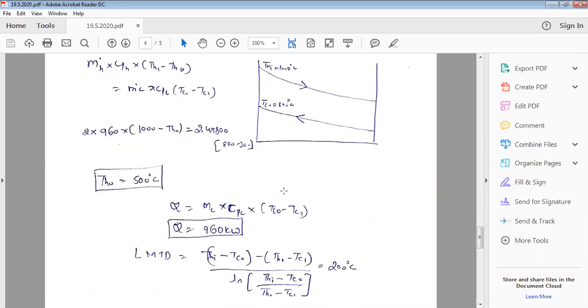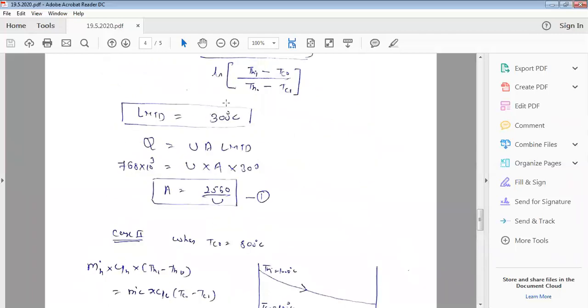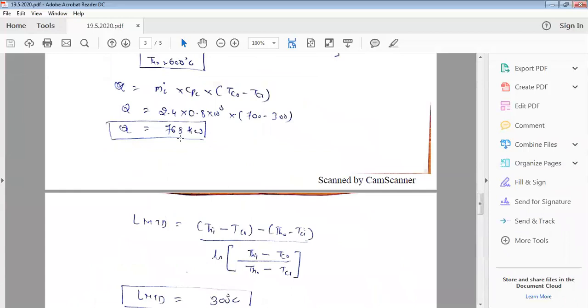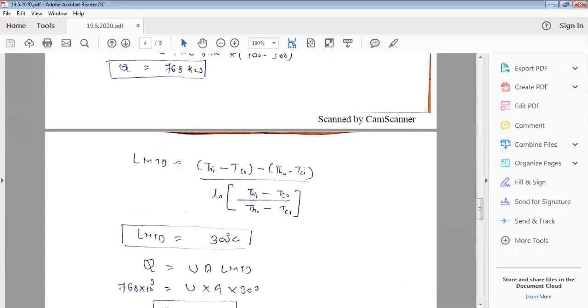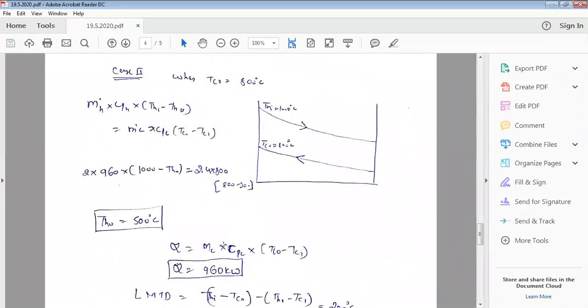Now, let's see. If I calculate Q, earlier it gained 960 kilowatt, but here we got 760 kilowatt. Got it? Of course, when you calculate Q, it should be much greater as compared to the earlier case because here more amount of heat is getting transferred. That's why amount of heat transfer is also more.